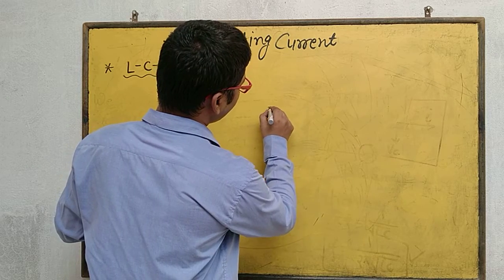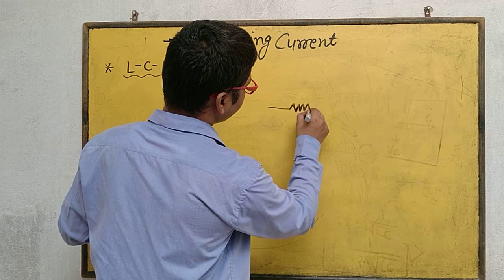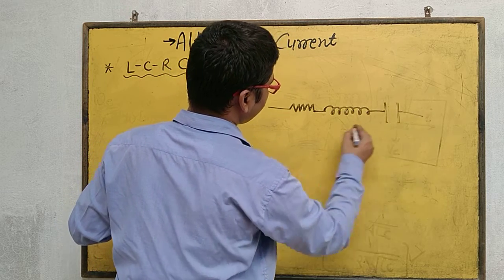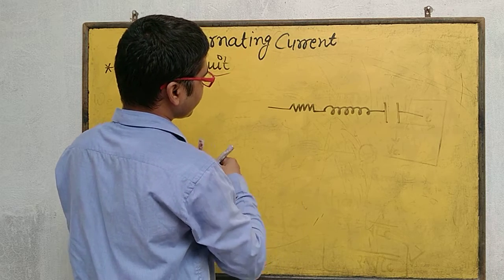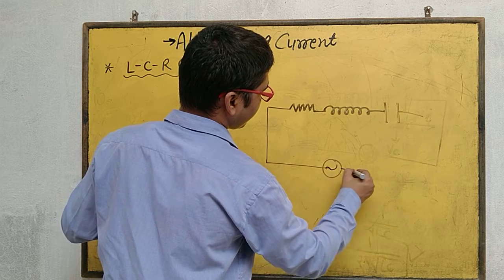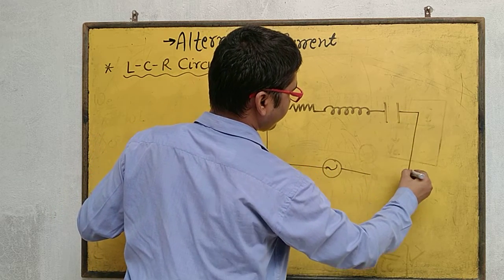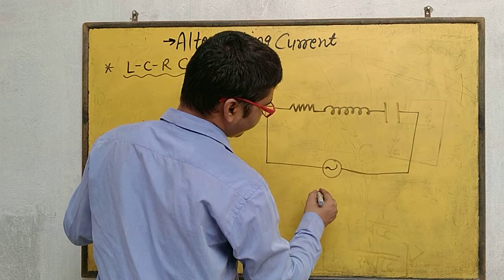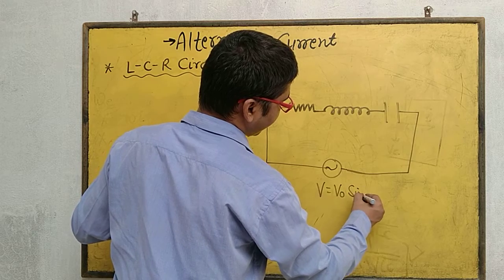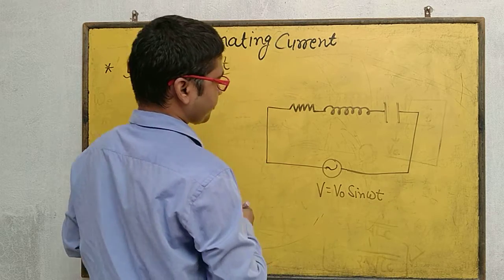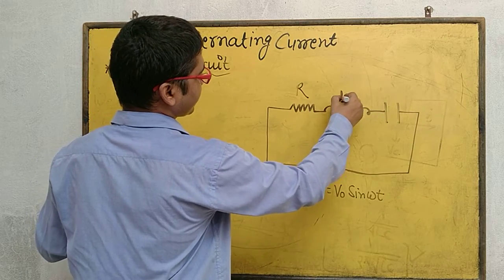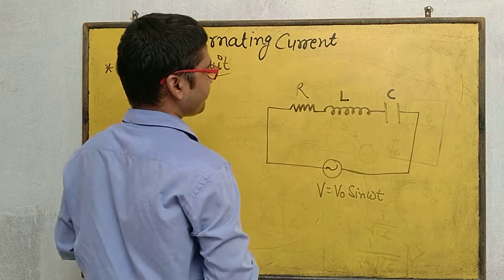The circuit can be drawn like this: one resistor, then an inductor and a capacitor are connected in series with a source of alternating EMF V is equal to V naught sin omega t. And this one is the resistor R, inductor L, capacitor C.